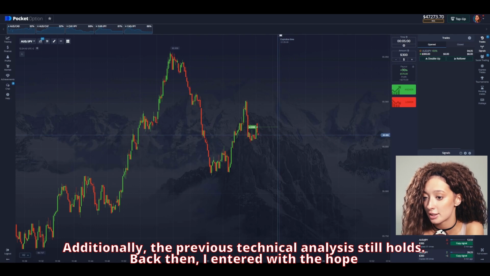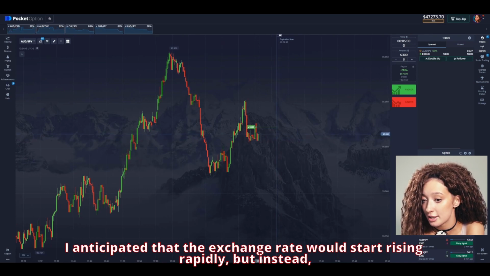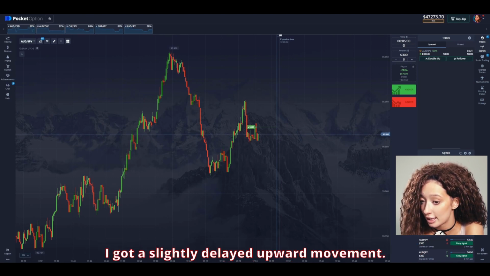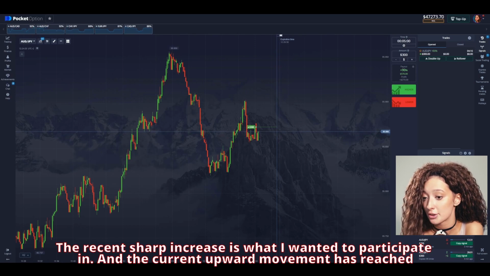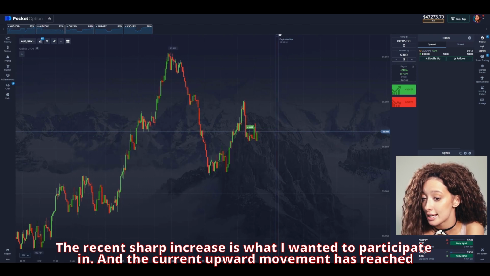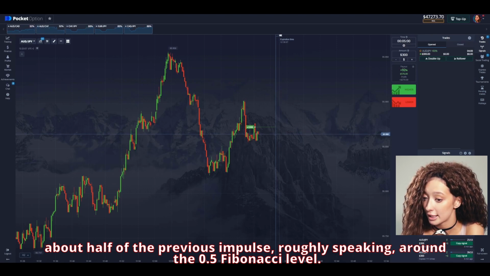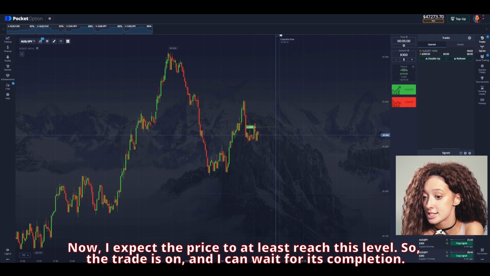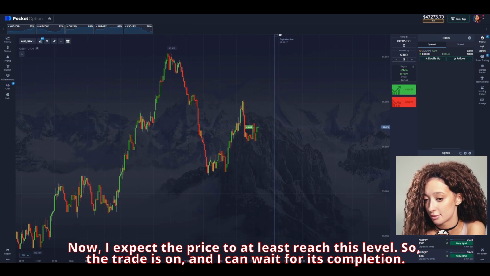Additionally, the previous technical analysis still holds. Back then, I entered with a hope of a strong reaction from the support level. I anticipated that the exchange rate would start rising greatly, but instead I got a slightly delayed upward movement. But still, the rate started to rise. The recent sharp increase that I wanted to participate in, and the current upward movement has reached about half of the previous impulse, roughly speaking around the 100 Fibonacci level. So now I expect the price to at least reach this level. And the trade is on, and I can wait for completion.